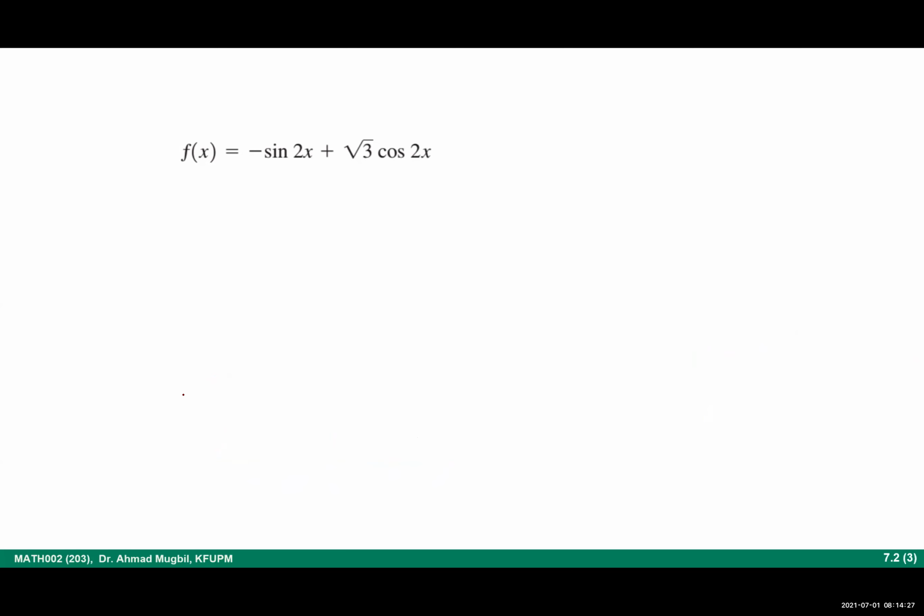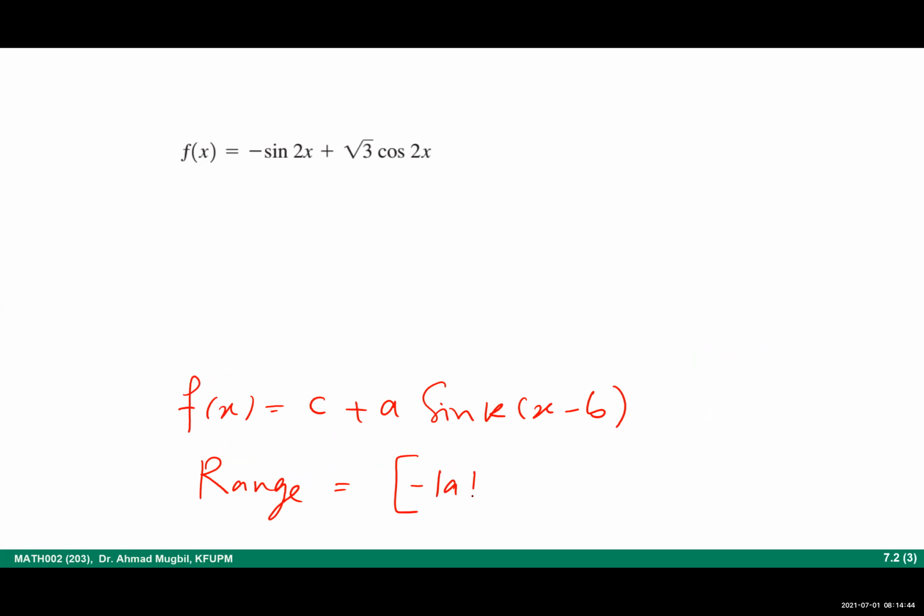Shabab, does no one remember that we told you, when you have this function c plus a sine of kx minus b, or cosine of course, the same can be applied for cosine, what is the range? We write c minus the absolute value of a up to the absolute value of a plus c. Did I mention this, Shabab? It was very clear. And we have also used this in secant and cosecant, the same idea. So in general, if you have a function like this, this is how to find the range. Okay? So let's go back to this, for example.